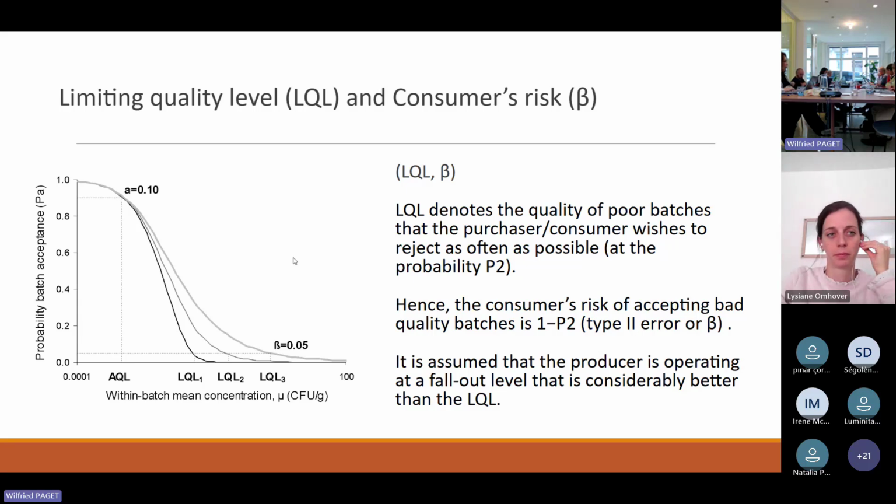So how do you understand the term confidence in statistics? It means if you repeat the experiment 100 times, 95 times, this lot has to be spotted. And there is a risk that 5% of the time they will go through and will not be detected. But it is assumed that the producer is operating at a fallout level that is considerably better than the LQL, even that the producer is operating at a quality that is much better than the AQL. So it's operating in this area to the far left-hand side.